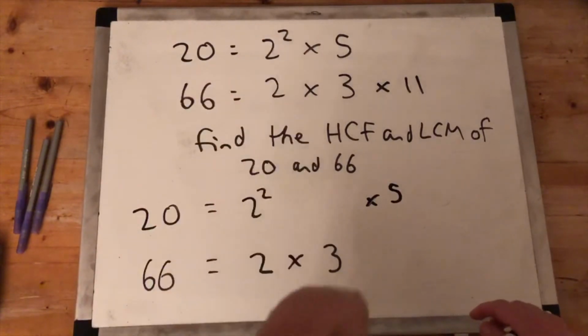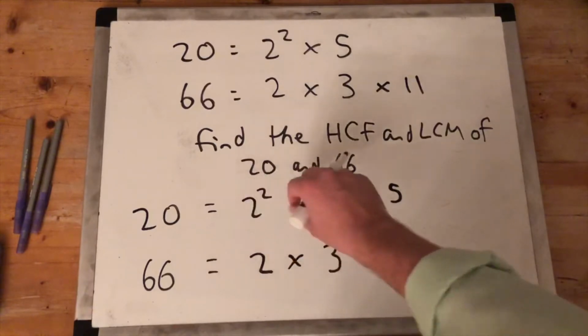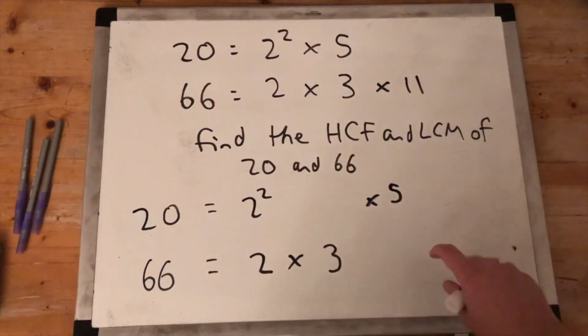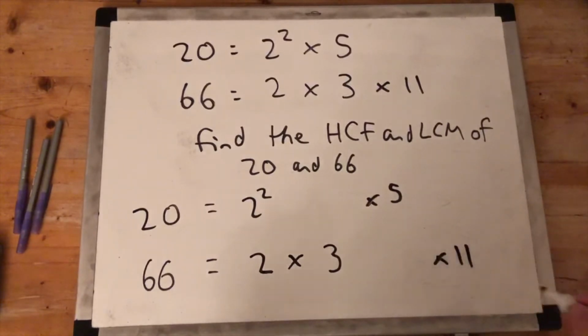Every time you get a new number, it needs to be a new column. If there's none of that number in your number, just leave it blank. And then finally for 66, it's times 11.